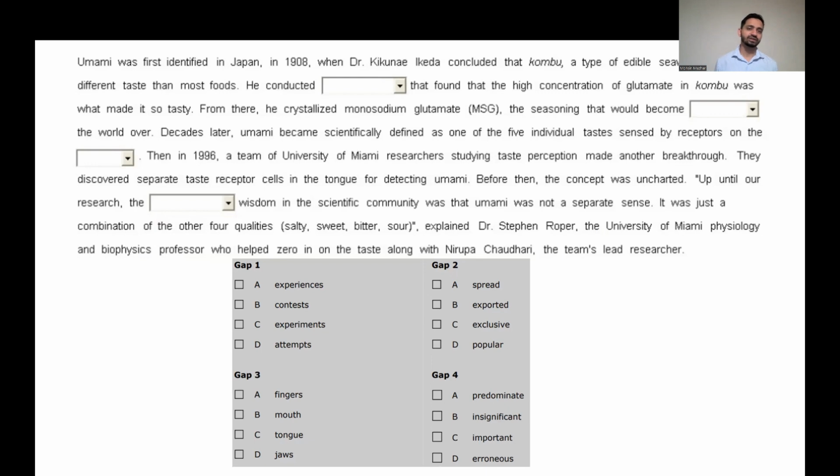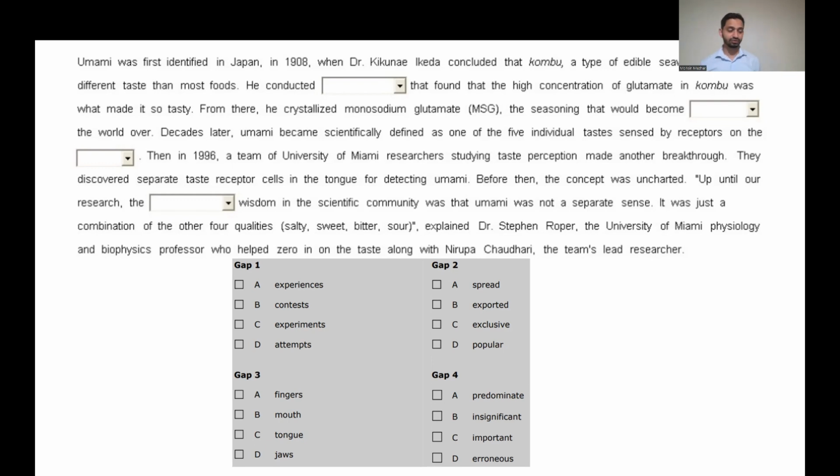So umami was first identified in Japan. So this is probably about umami. This is something we don't really know what it is, but we'll find out. When Dr. Kikunae Ikeda concluded that kombu, a type of edible seaweed, seaweed that people can eat, had a different taste than most food. He conducted research that found the high concentration of glutamate in kombu. So he conducted what? He conducted research.